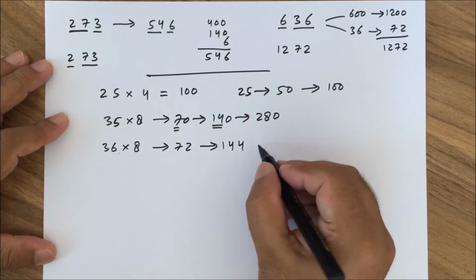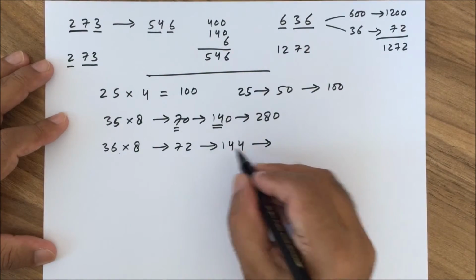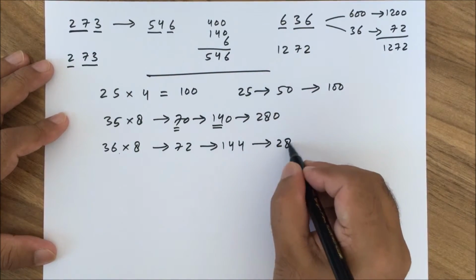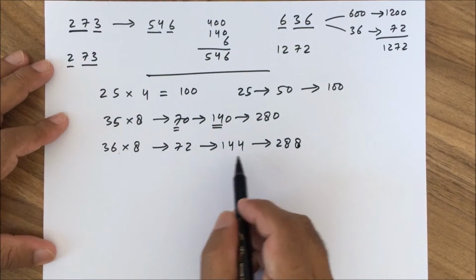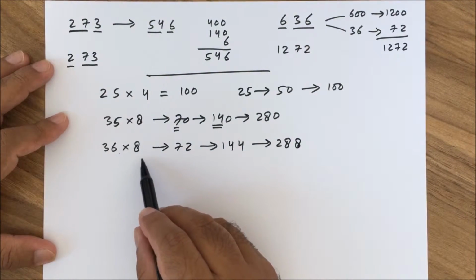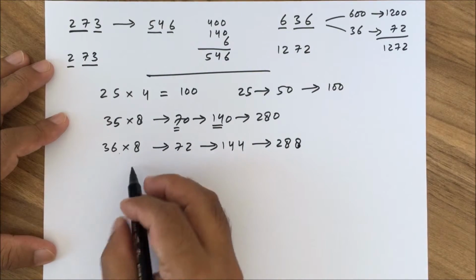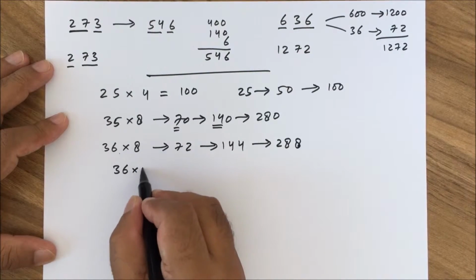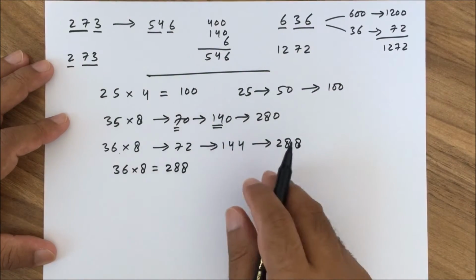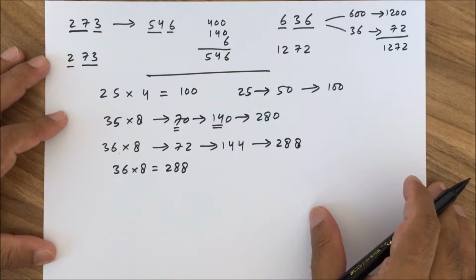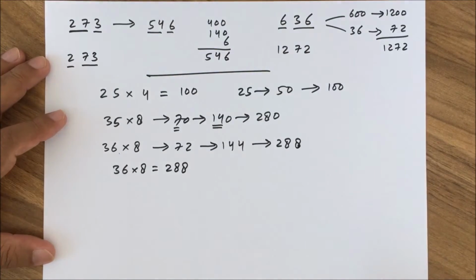So 144. One more time I have to do. Double of 1 is 2, double of 4 is 8, and then double of 4 is 8. So if I double 3 times, it means I have already multiplied by 8. So 36 times 8 is 288. Without doing any calculations, I just doubled the number and then I got the answer.